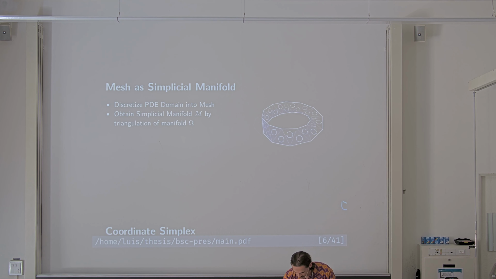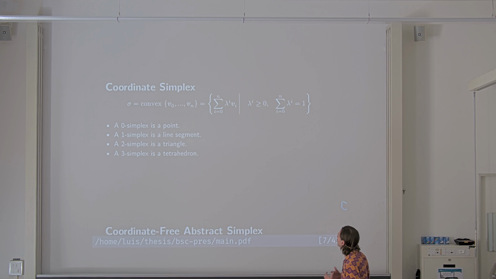And the simplices, we've seen these before in the lecture, so this is basically the idea of taking the convex hull of a set of vertices. These are now vertices with coordinates, and this is the definition of a coordinate simplex, and you can have points, line segments, and it's a generalization of these things, triangles, tetrahedrons, and so on.